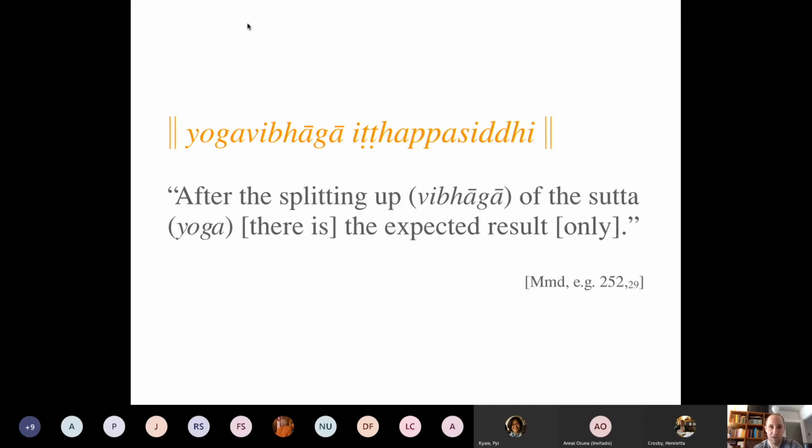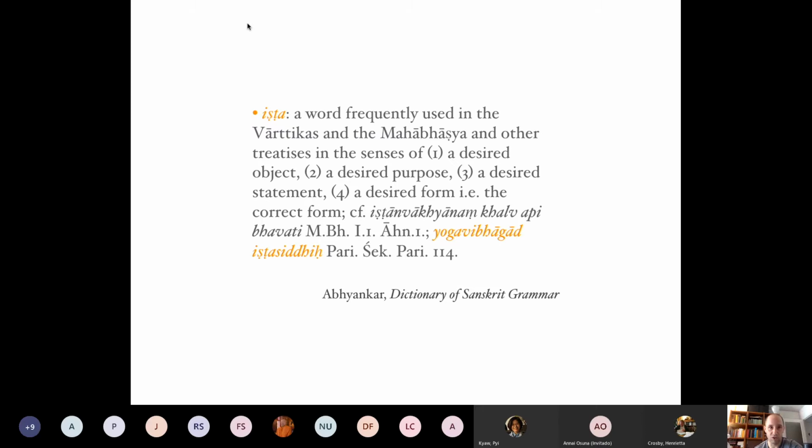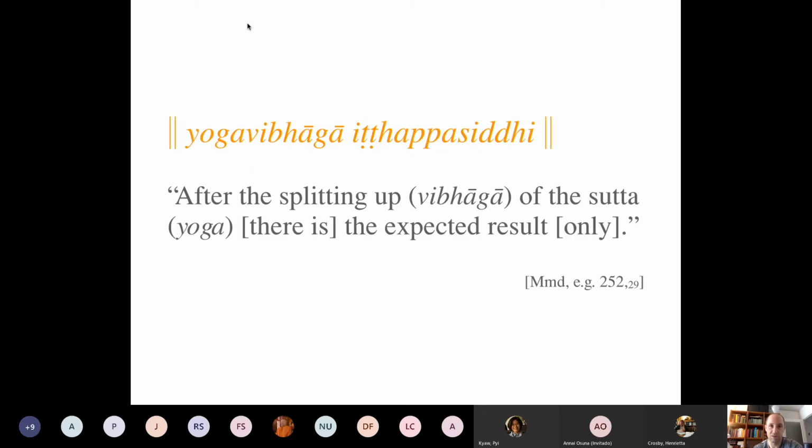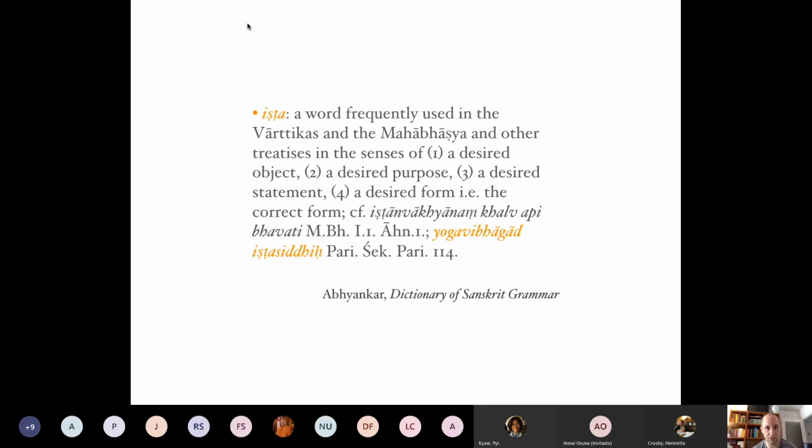It's wrong. Again, as we have seen before, this concept of ishta, ishta siddhi, you can find ishta in the Dictionary of Sanskrit Grammar by Abhyankar. Below you can see that there is a very similar paribhasha in Sanskrit, yoga vibhagat ishta siddhi. It's basically the same one. It's also recorded in the Sanskrit collections of paribhasas, and this is used by Bimala Buddhi, a commentator on the Kaccāyana, in order to explain certain phenomena.